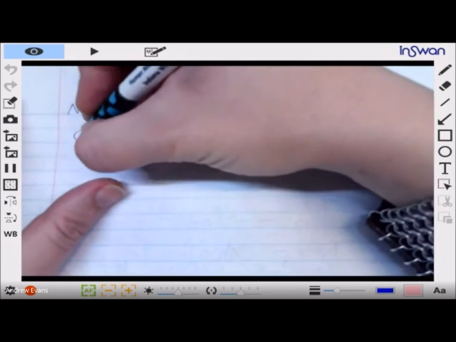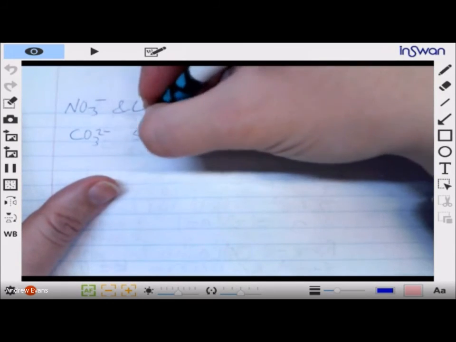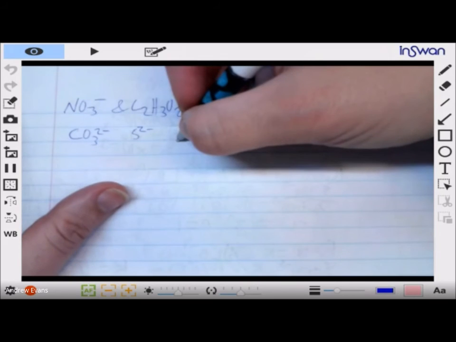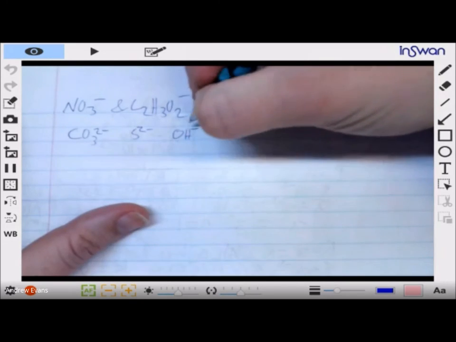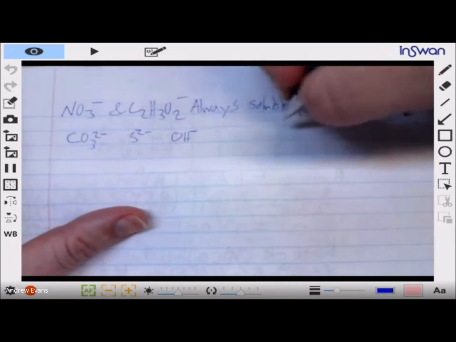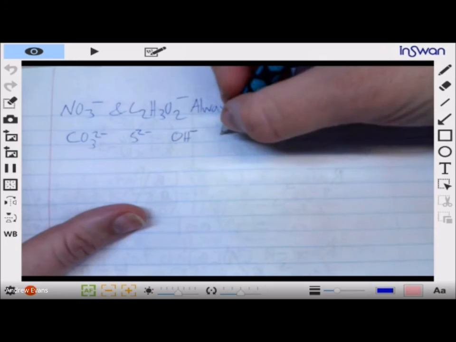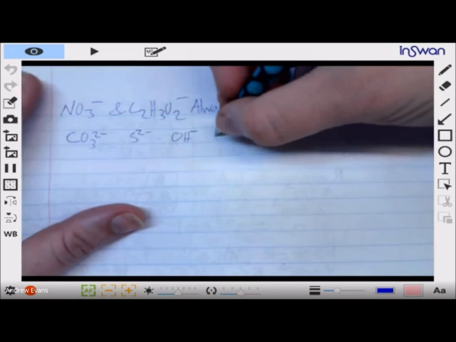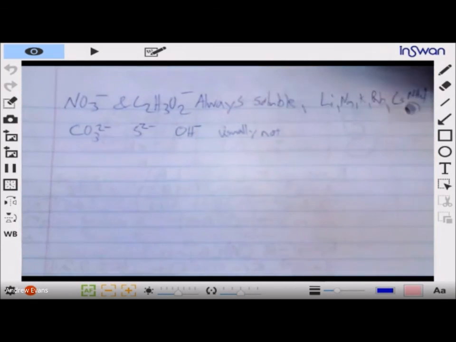But big cases, CO3 2 minus is usually not soluble. S2 minus is usually not soluble. I'm trying to remember any of the other big ones. OH minus is usually not soluble, except when with these rules. Maybe phosphate. I don't want to be giving you too much faulty information, but usually not. Some of the other stuff you will have to get. There are rules you can look up, but just a quick thing.